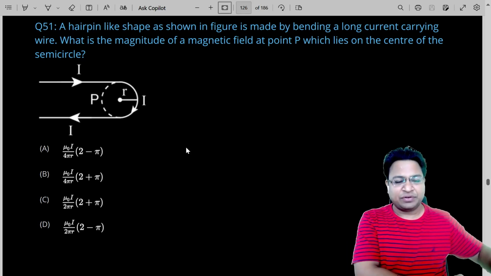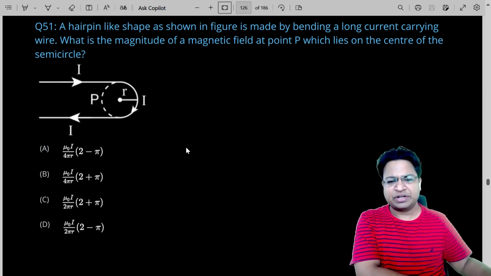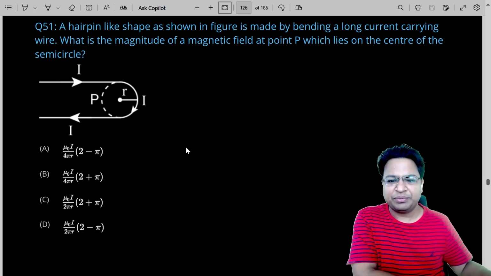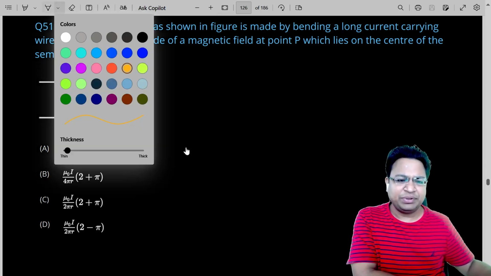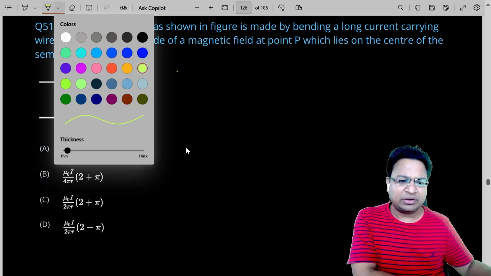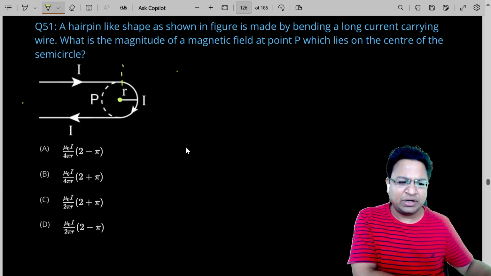Let's begin. The first question says that a hairpin-like shape, as shown in the figure, is made by bending a long current carrying wire. What is the magnitude of magnetic field at point P, which lies at the center of the semicircle? So, guys, point P is this point. It is shown a bit distant, but that would be point P. And now we have to find out the magnetic field at the center of this.